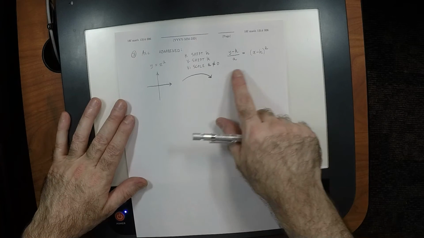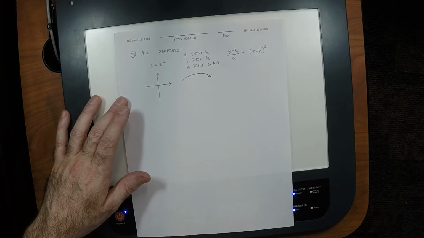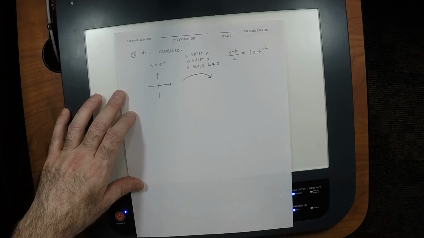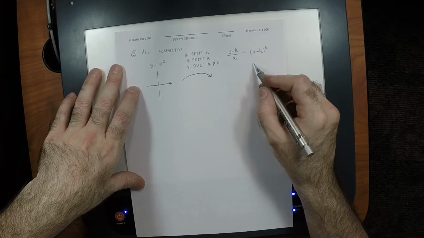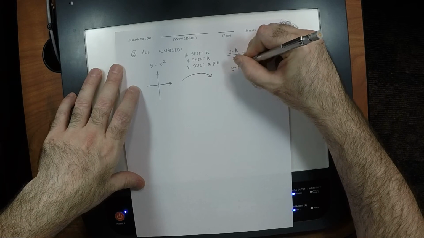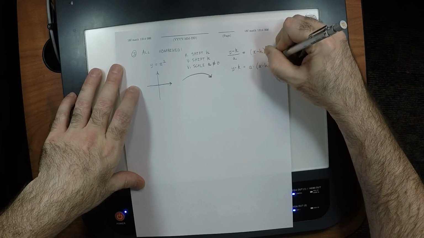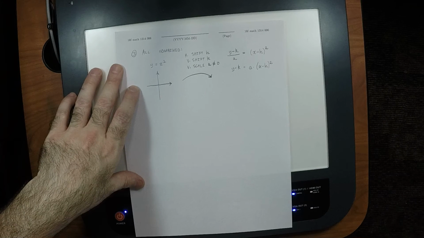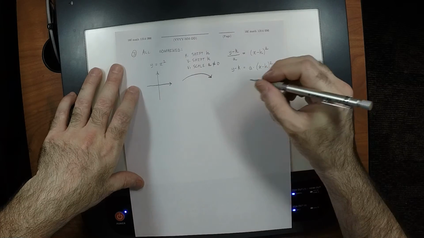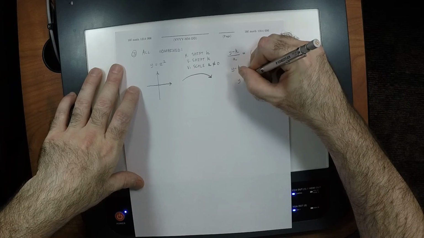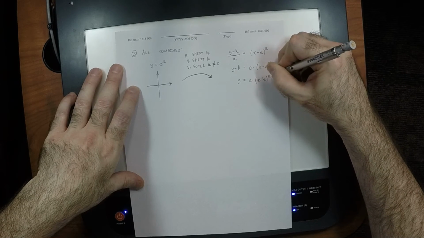And we could solve for y. So if we wanted to solve for y, what would we need to do? I'll multiply both sides by a. So it'd be y minus k is a multiplied by x minus h squared. And then what? Add k. So it would be y is a multiplied by x minus h, square that, and add k.